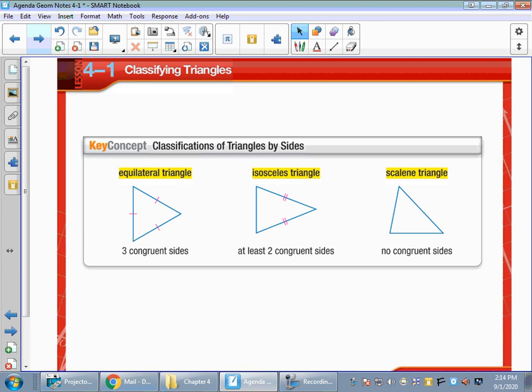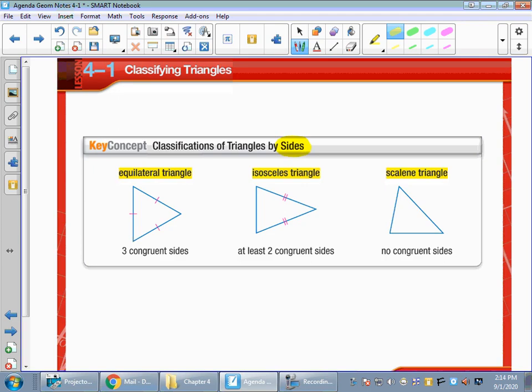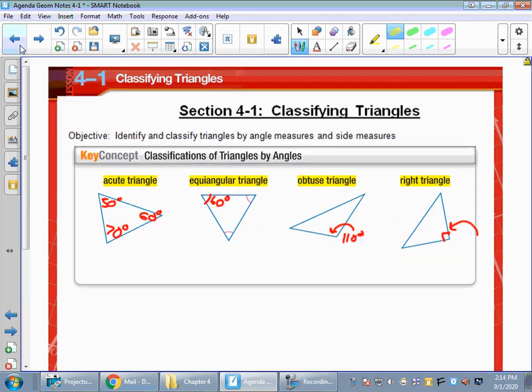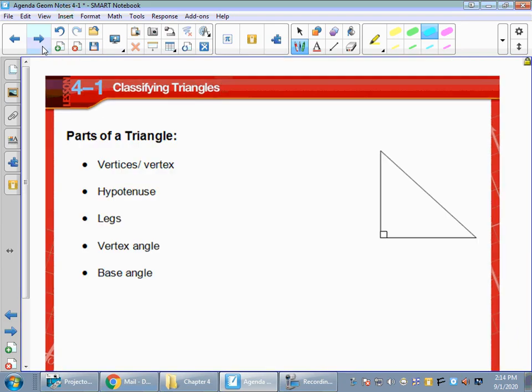Again, this was showing you by sides here, and the earlier one was going by angles here. So a couple different ways in which we classify them, and a lot of different examples there.